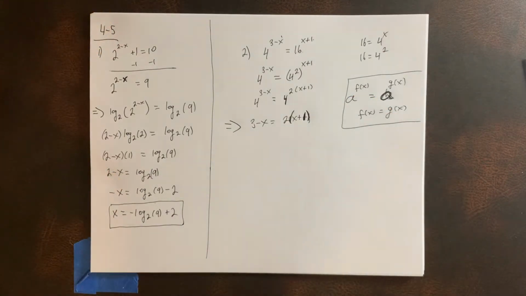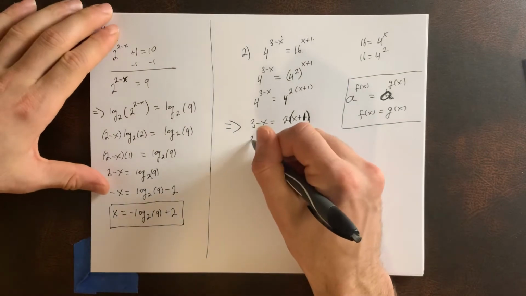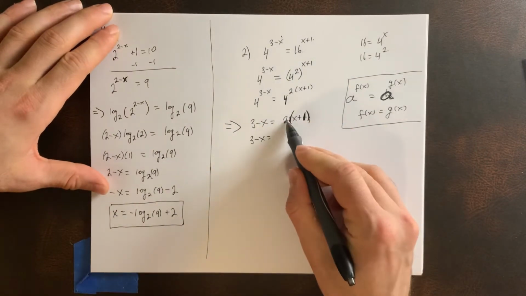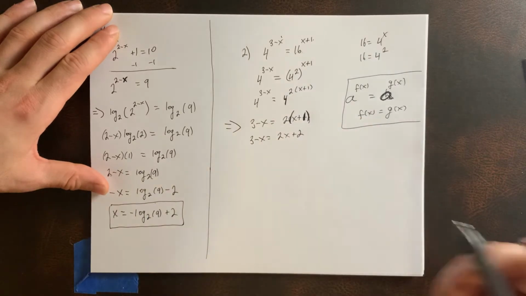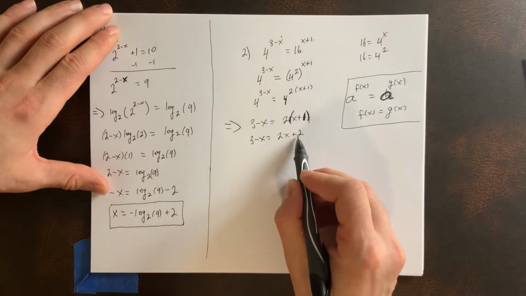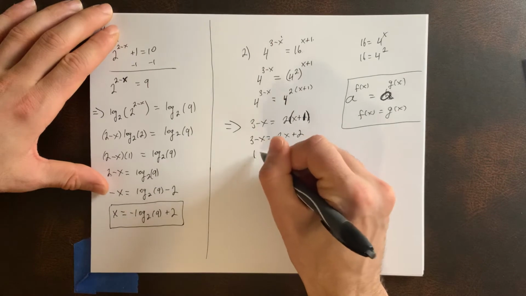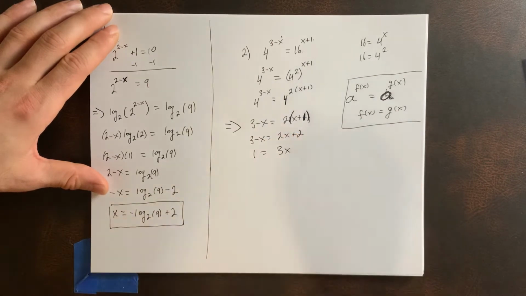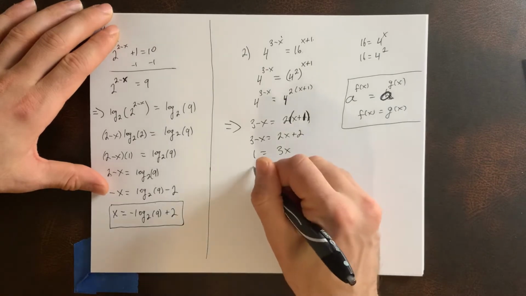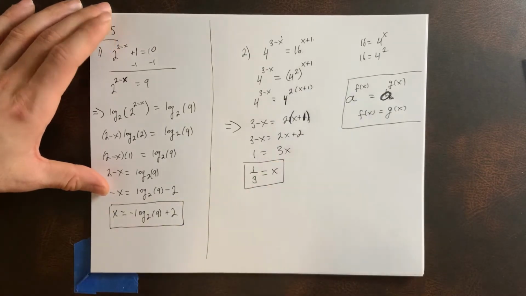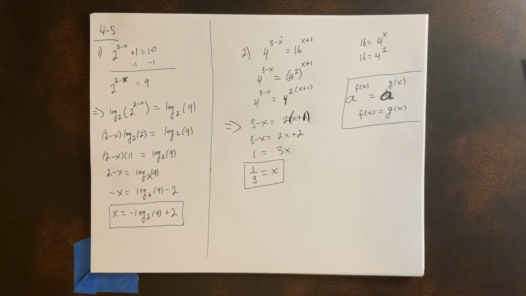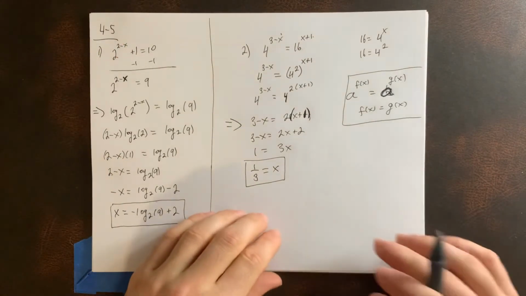Okay, so now we have to solve this equation for x. First we're going to distribute this 2, so 2x plus 2. Now just get x on the same side. Let's add this x over, subtract this 2 over. So we're going to have 1 is equal to 3x. And then we can divide by 3. 1 over 3 is equal to x. Okay, and so that'll be how we take care of this problem.